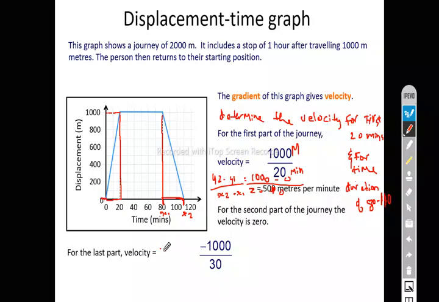0, negative. Just make everything negative in brackets. I'll just make it negative afterwards. 0 minus 1000, all over 110 minus 80. Right? Make it negative and you get your answer. Are we clear? So you have 1000 divided by 30. How much do you get?